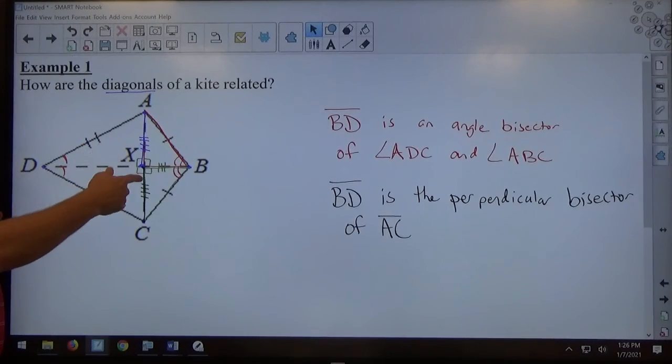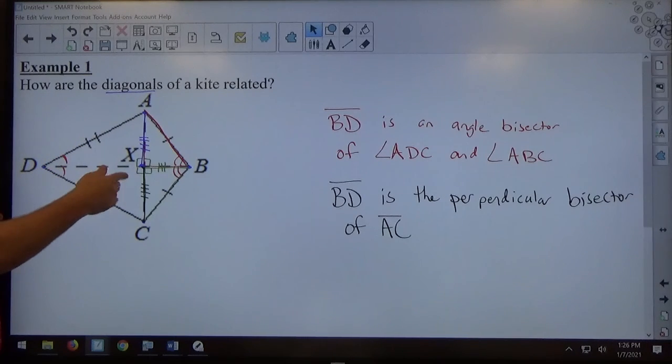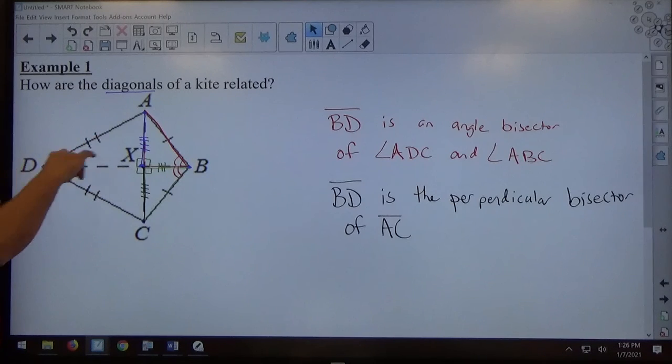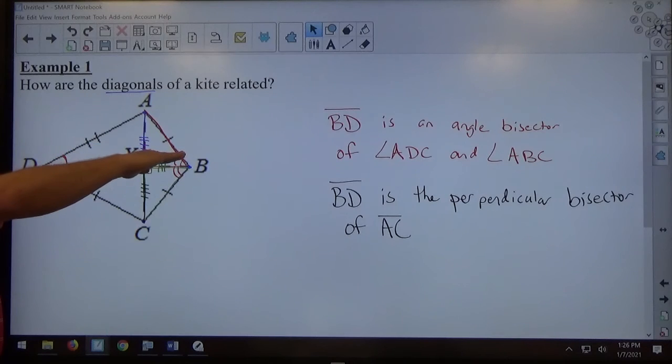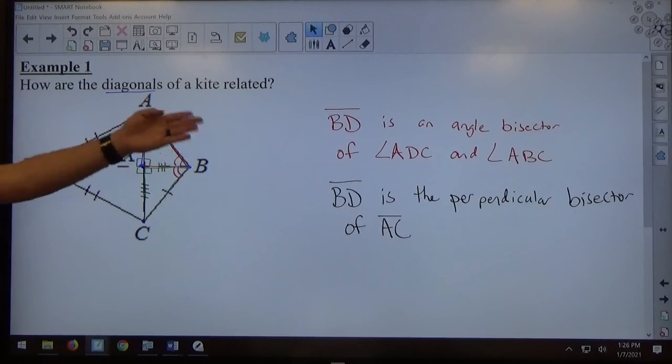Notice that AC is not the perpendicular bisector of BD. BD is not getting cut in half. This piece does not equal that piece. So in the kite, wherever the equal sides are, the diagonal slicing through the equal sides is the one that bisects both the angles and the other diagonal perpendicularly. All right? So in general, when we see a kite, that's our takeaway.